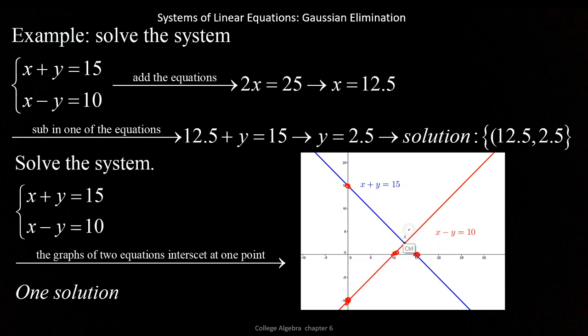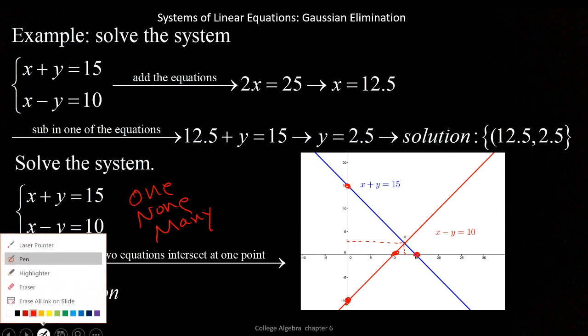The point of intersection right there is the solution, and as you see, that's 12.5, and that's 2.5 right there, and that's the solution that we have. So some systems of equations have one solution, and some of them have no solution, and some have many solutions. So one, none, and many. Those are the possibilities, and we're going to look at an example of each.